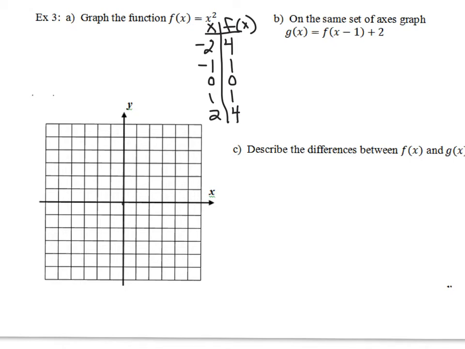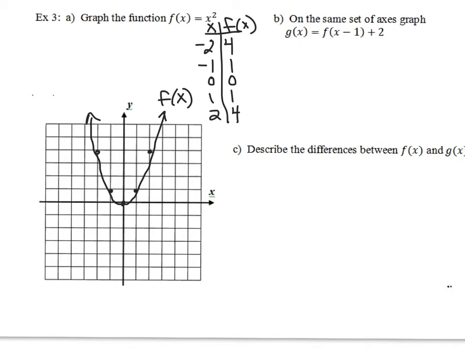So take a minute to plot the parent function f of x, giving us the parabola that goes through the origin. And I'm going to label that f of x. In part B, we want to take the new function g of x. That's going to be the translation f of x minus 1 plus 2. Think about that for a minute and see if you can figure out what that translation is.